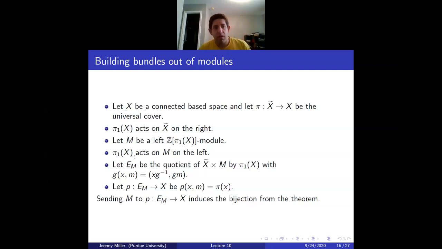Okay, so given all of this data, the first four bullet points are just data and general statements, I need to tell you how to build a bundle of abelian groups.